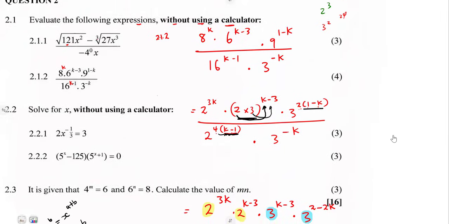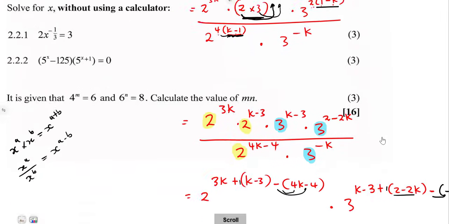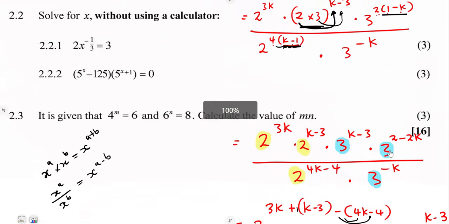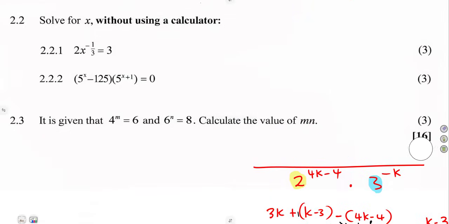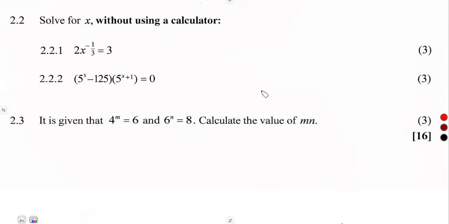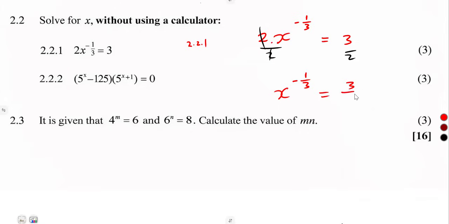All right, so let us move on to solving equations without using a calculator. This is a continuation. We are given here to solve the equation without what? Without using a calculator. That was 2.21. This was 2x to the exponent of minus a third, which is equal to 3. There we need to solve for x. So 2 is actually affecting, so let us get rid of this 2. Simply divide by 2. So x to the exponent of minus a third is equal to 3 over 2.